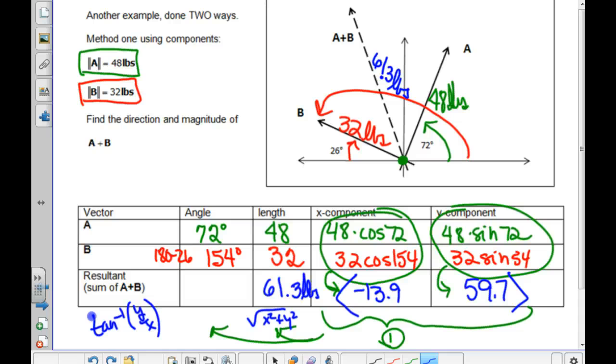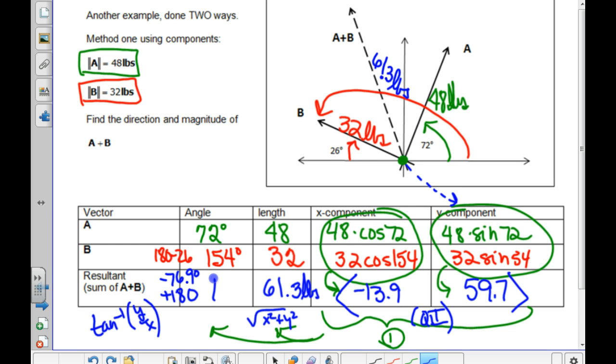(59.7) divided by negative 13.9. Okay, this is a weird one. Negative 76.9 degrees. It thinks we're down here. Are we going to go in that direction? Remember, our components were negative positive, so they are in quadrant 2 over here. Because they were negative positive, we were in quadrant 2. So how do we make this be in quadrant 2? Add 180.